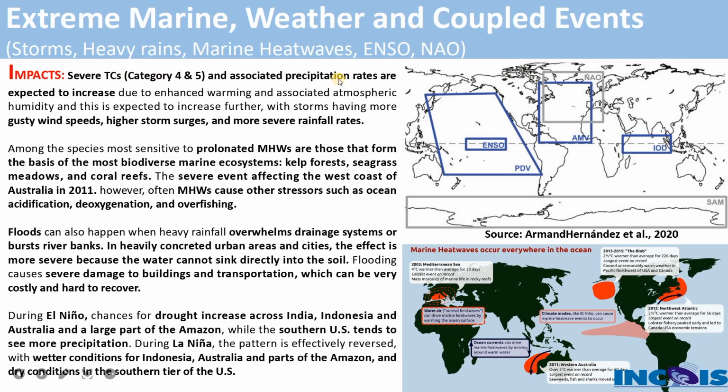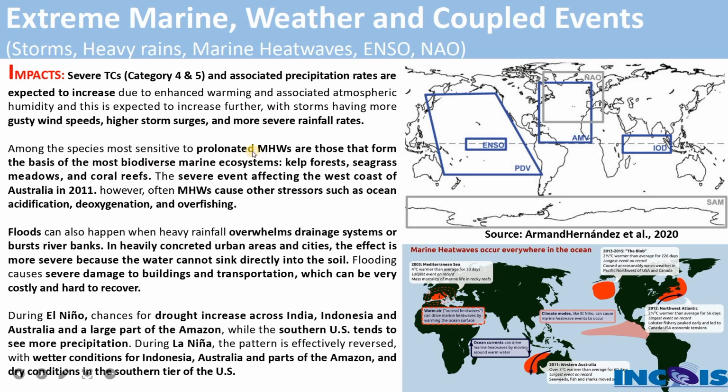Severe tropical cyclones and associated precipitation rates are expected to increase, as I said in a previous slide. Because of this warming, they are going to affect coastlines in a very severe manner, forming gusty wind speeds, higher storm surges, and more severe rainfall.